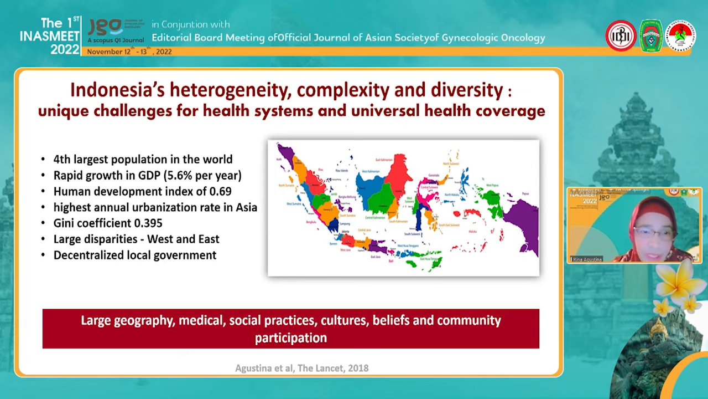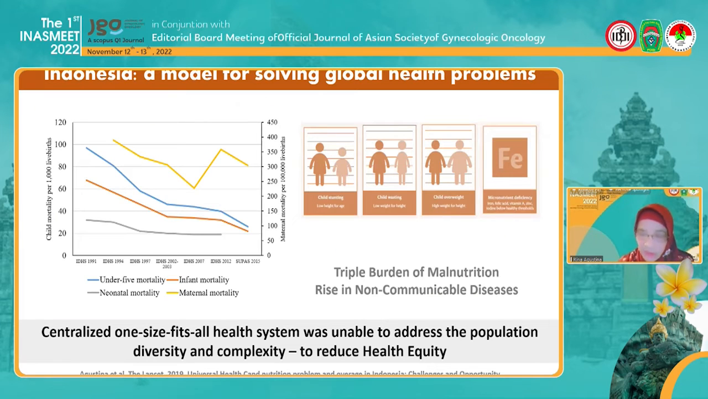the Human Development Index, and urbanization, as well as there are still large disparities from west to east, which is actually managed by decentralized local governments. Of course, this will give a large geographical, medical, social practice and culture, belief, and also community participation, which is actually very important for a clinical trial. So I would say that based on that and many of the achievements that have been done, Indonesia is a model for solving global health problems.